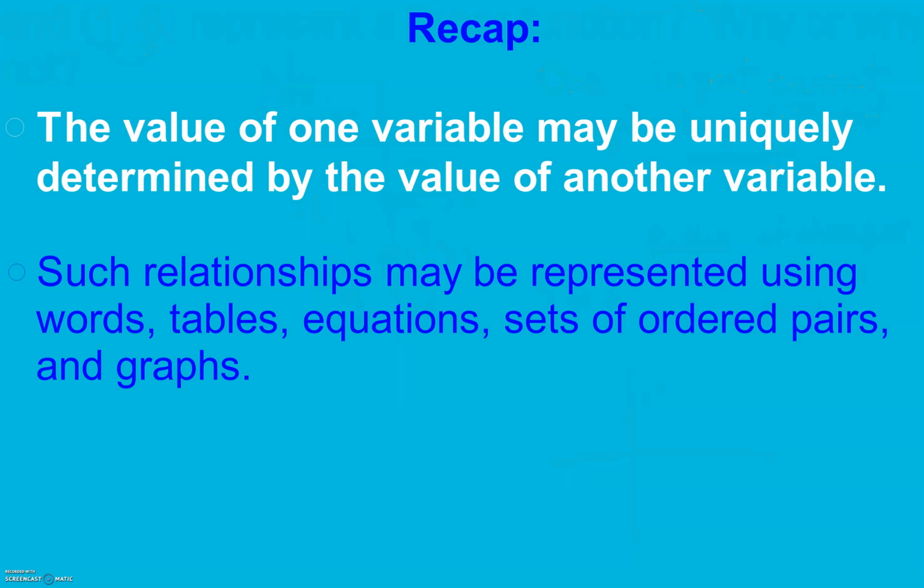Quick recap, the value of one variable may be uniquely determined by the value of another, and such relationships may be represented using words, tables, equations, sets of ordered pairs, and graphs. And that's all for section 4.2.